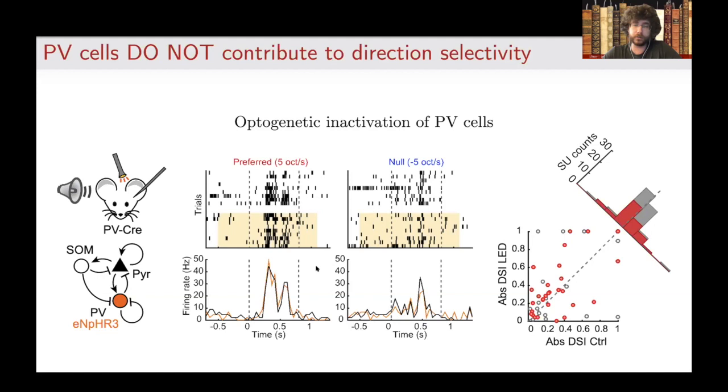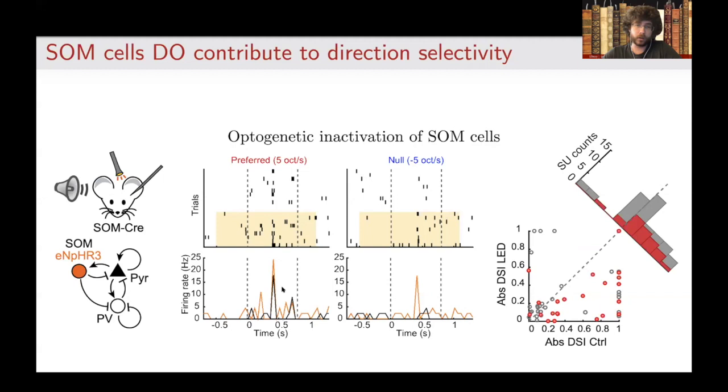For SOM cells, on the other hand, we see a different story. Again, black is the default case, and orange is the SOM population being silenced. In the preferred direction, there's no difference. But in the null direction, this neuron, which did not respond in the default case, now has a very strong response. So the direction selectivity of this neuron loses its selectivity in some sense; it has a weaker effect. And again, that's consistent across the population, where we see a lot of these dots below the one-to-one line once these cells were inhibited.